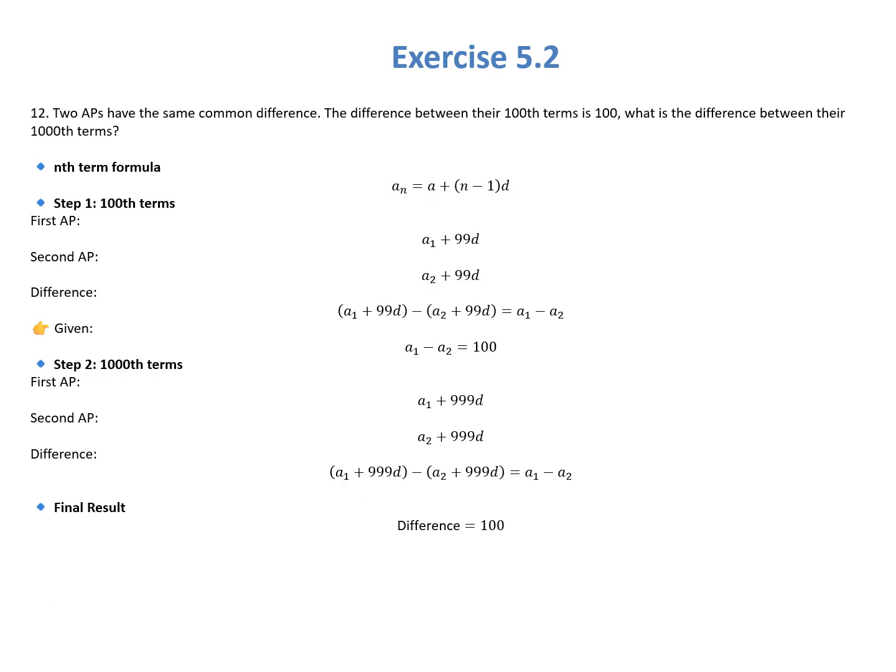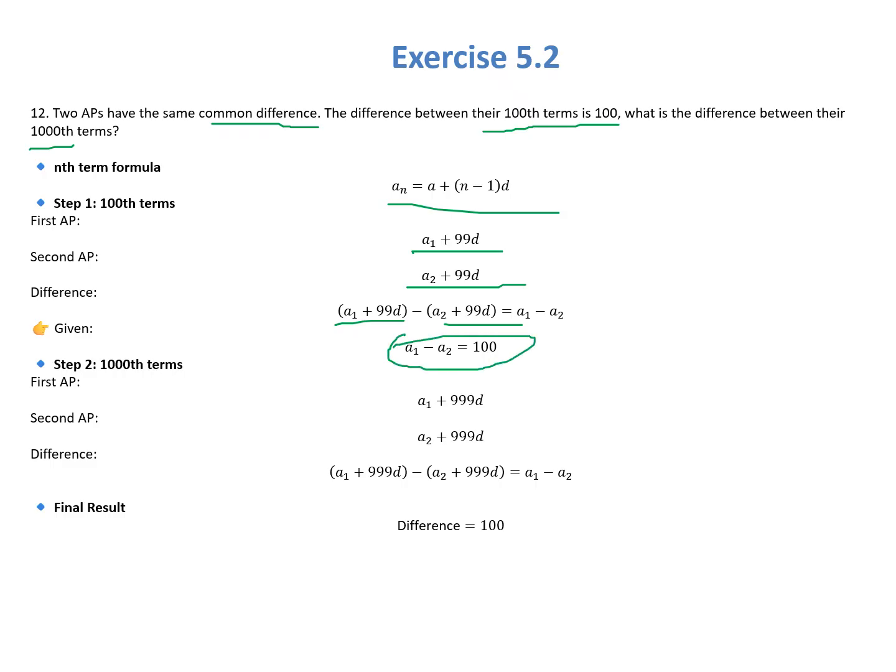Okay, so we have another question here. We are given two APs, two series of APs which have the same common difference. The difference between their 100th terms is 100. We have to find the difference between their 1000th terms. So we know that the formula is A plus (n minus 1)d. So let's say the 100th term of the first AP is A1 plus 99d, and of the second AP, A2 plus 99d. We are given that 100 is the difference between their 100th terms. So that means A1 plus 99d minus (A2 plus 99d) is equal to 100. So we have A1 minus A2 is 100.